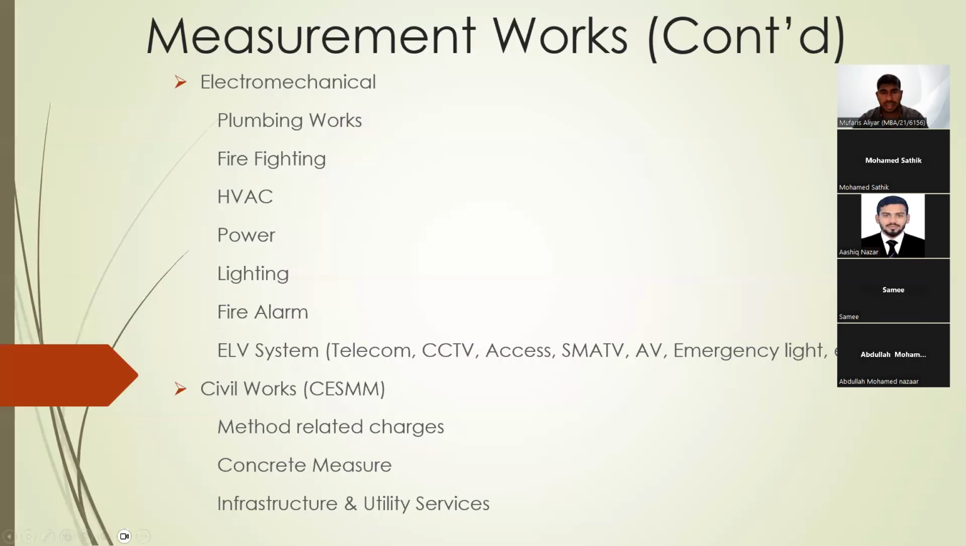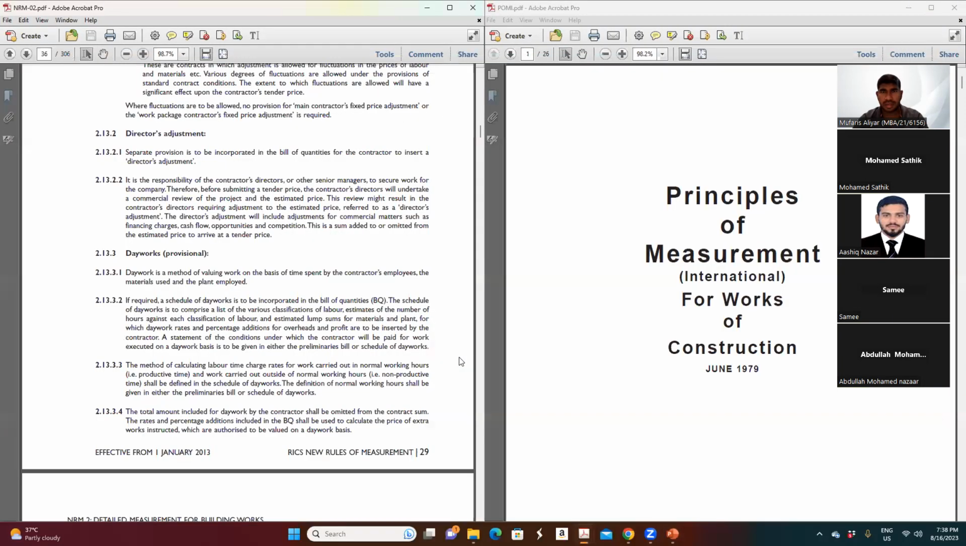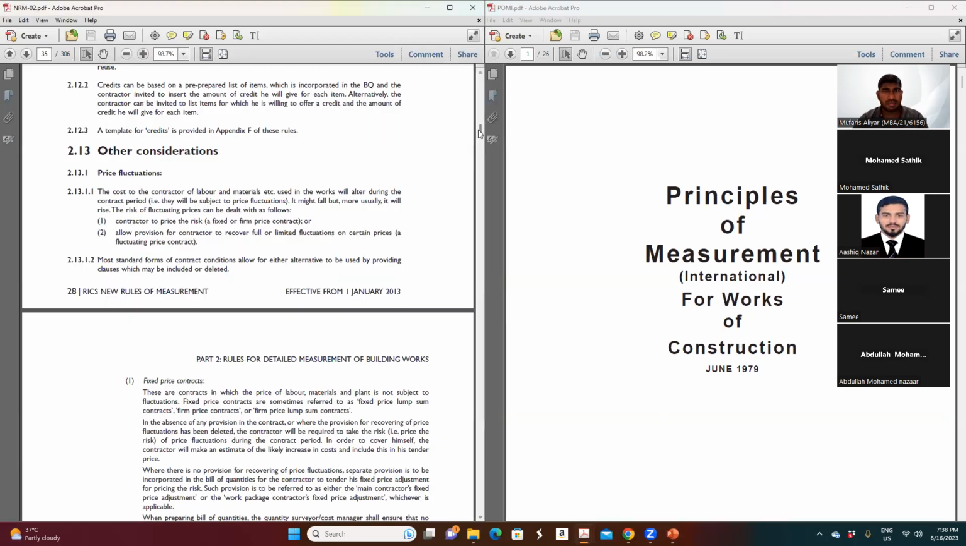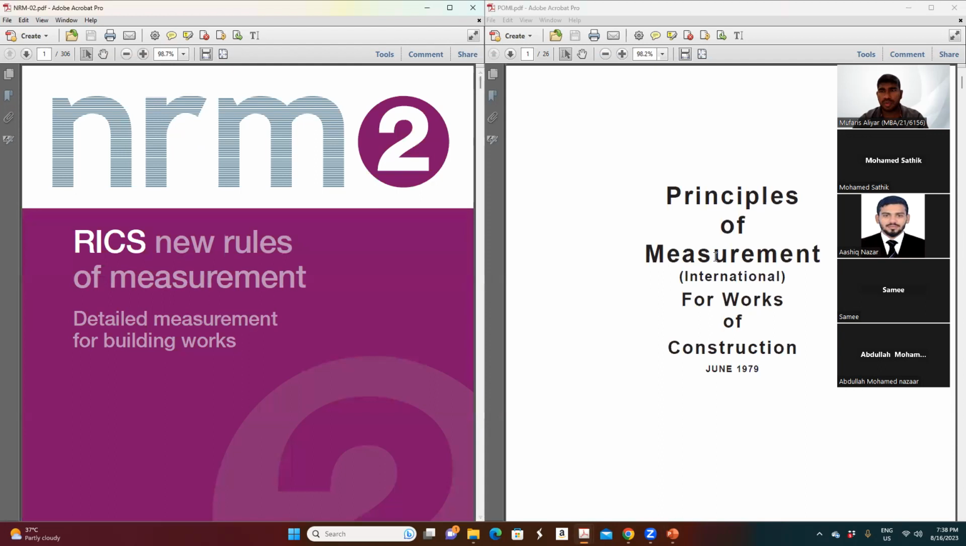So let me share my screen. Okay, this is not the one. Okay, now you see two different documents are here. One is NRM 2, and the other one is POMI. So can you make sure that you can see these two documents, NRM2 and POMI, because I shared the screen.